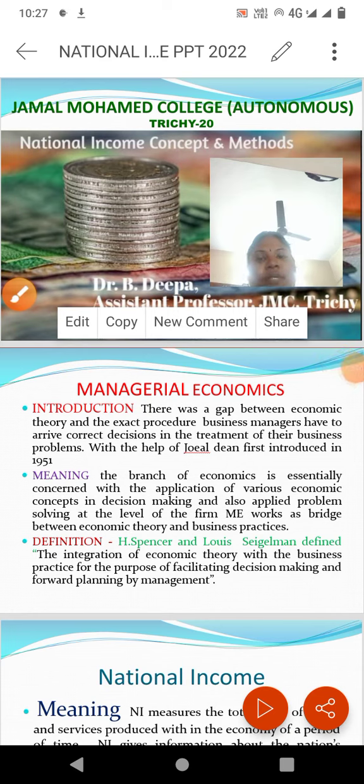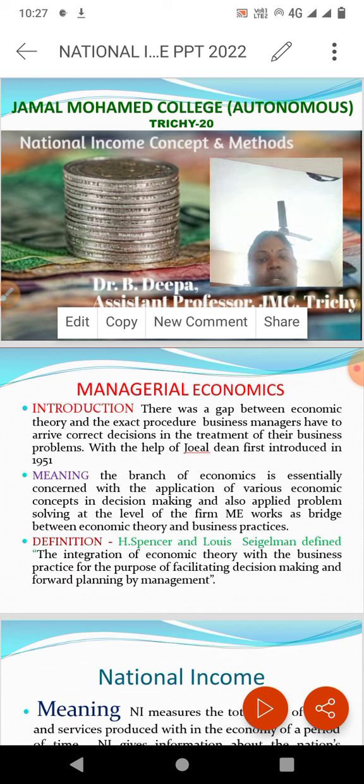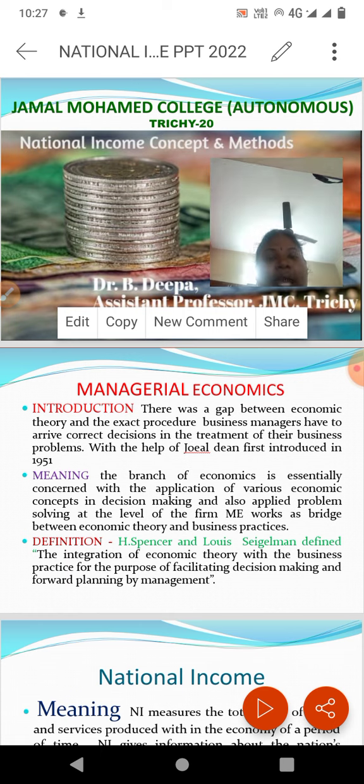Today I'm going to explain national income concept and methods. This chapter comes from managerial economics. First, we have to discuss managerial economics. The root of managerial economics springs from microeconomic theory.